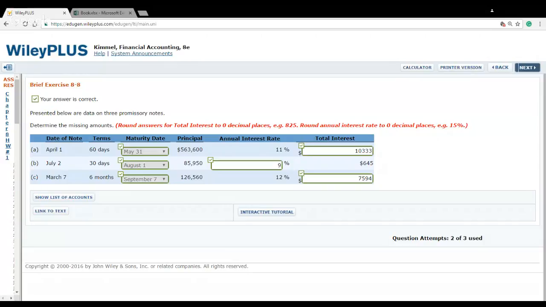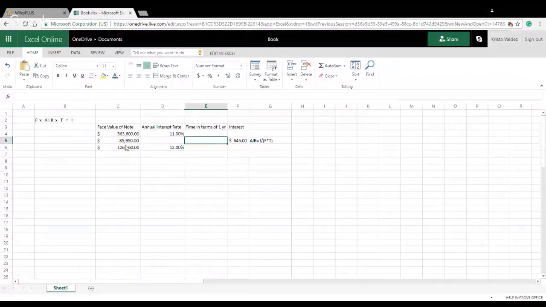Now for this part here, where you're trying to figure out the interest, you want to use the principal, the annual interest rate, and one more piece of information that you would need, which would be here. So here we have the face value of note, annual interest rate, and the time in terms of 1 year. When you multiply those three together, you're going to get the interest. So this is the formula. I've written it out here so it's easier to see.